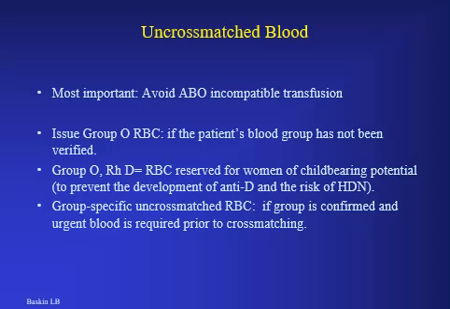So group O red cells can be issued if the patient's blood group has not been identified or verified, and group O RHD negative cells are usually reserved for women of childbearing potential, and this is going to prevent the development of the anti-RHD and the risk of HDN. If the blood group is confirmed and urgent blood is required prior to completion of the antibody screen and cross-match, then patient group-specific uncross-matched red cells can be issued.